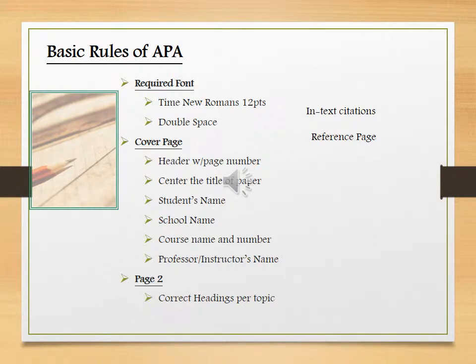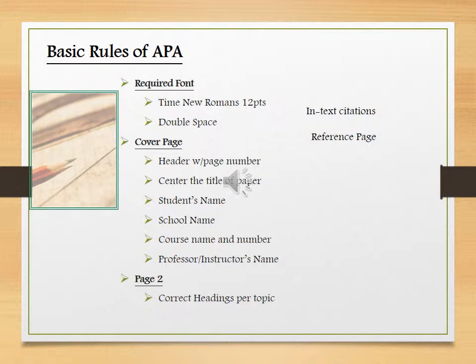Let's take a moment to look at the basic rules of APA. The first bullet point talks about the required font. In APA writing, you will be required to use the Times New Roman 12 points font. And you'll also double space your content. So that will be this font as well as the double space throughout the whole entire document.